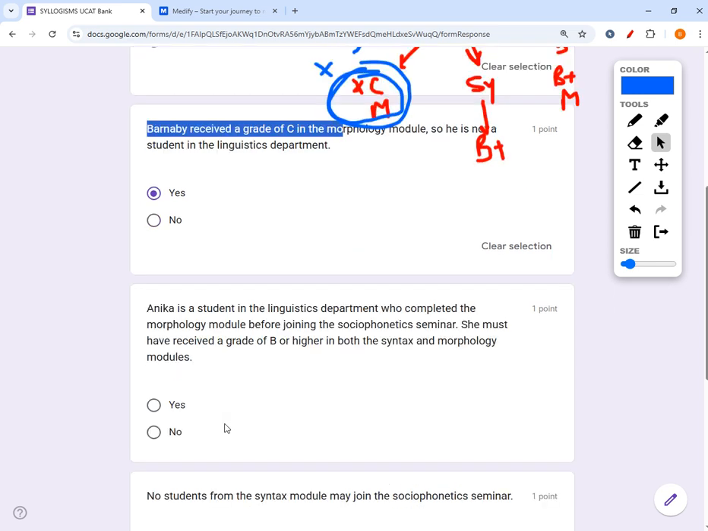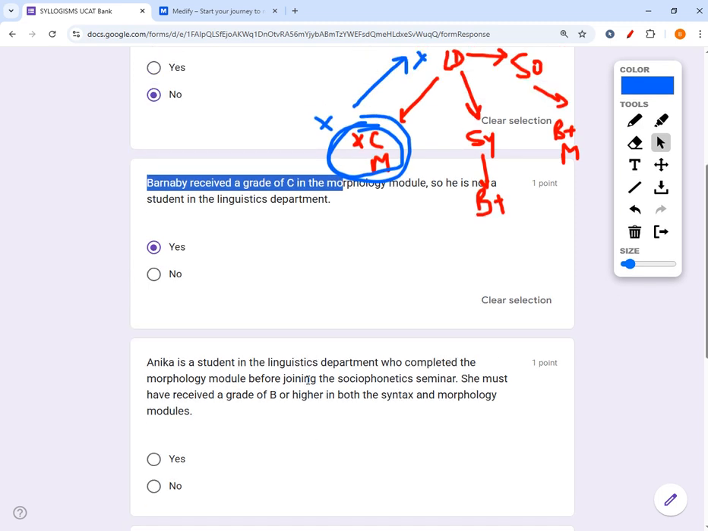Annika is a student in the linguistic department who completed the morphology module before joining sociophonetics. She must have received B or higher in both syntax and morphology. Everybody got a B or higher in syntax, 100% correct. Since she completed morphology before joining, she must have received a B, so we agree. Both conditions are satisfied. So what were the two conditions?